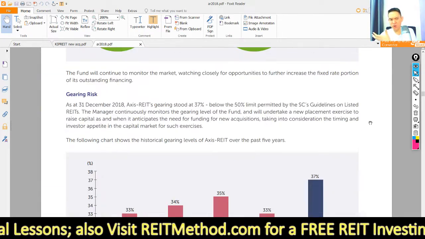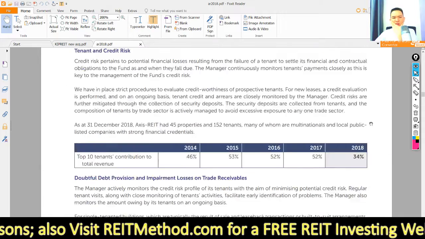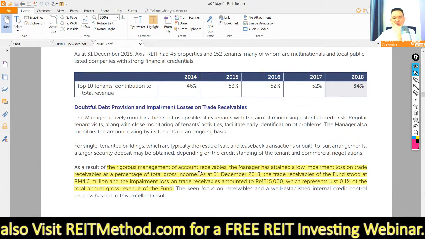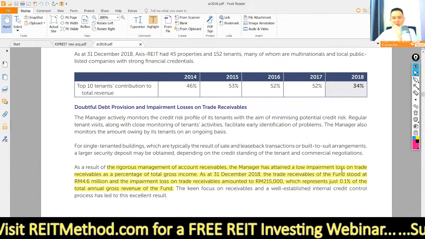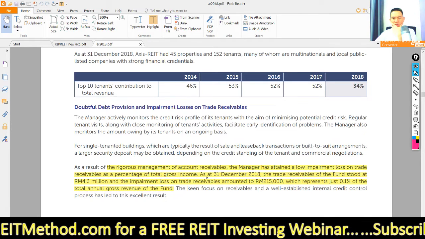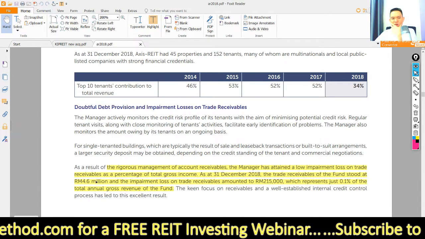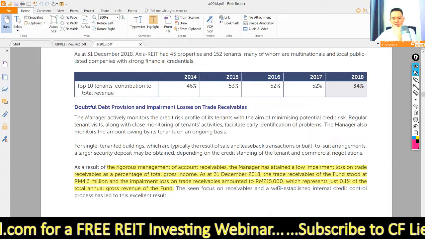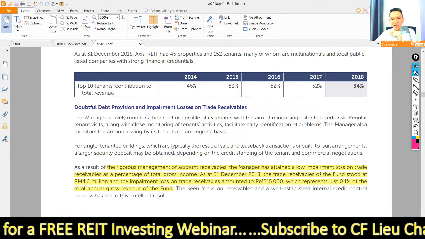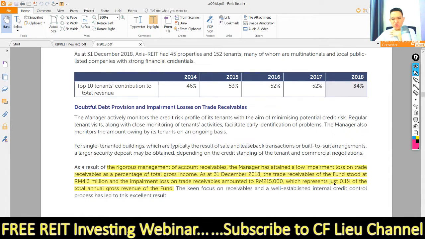What's then 71? Okay, 71. All right. As a result, then a low impairment loss on trade receivable as a percentage of total income. So 4.6 million impairment loss on trade receivable, against an amount of 215. Trade receivables stood at about 200, so 0.1.